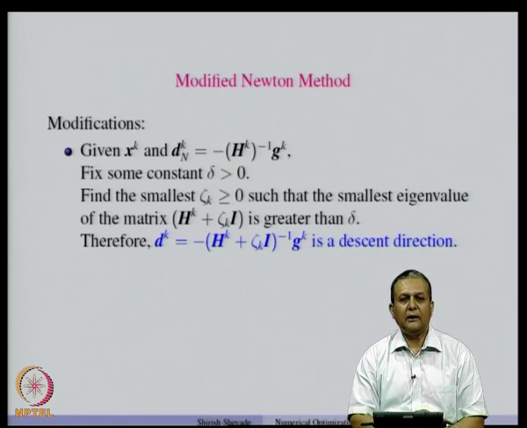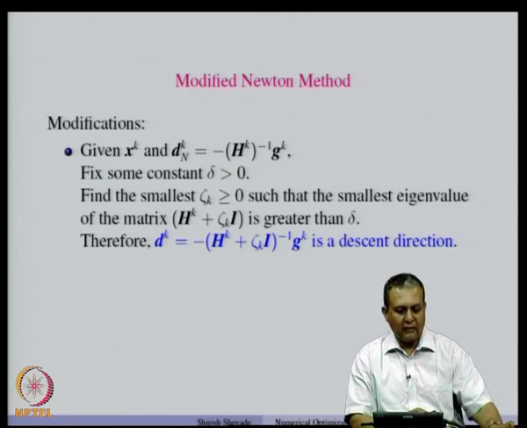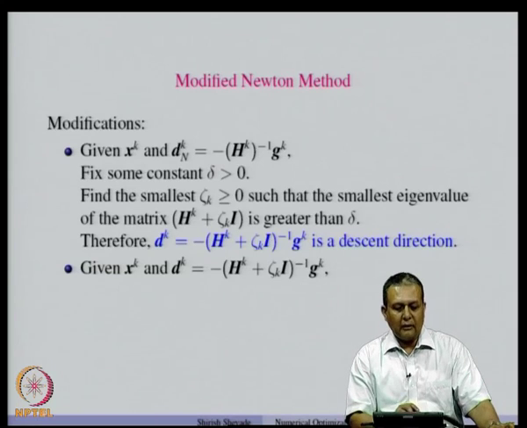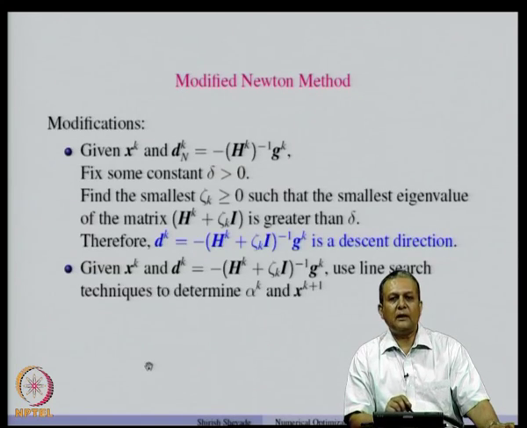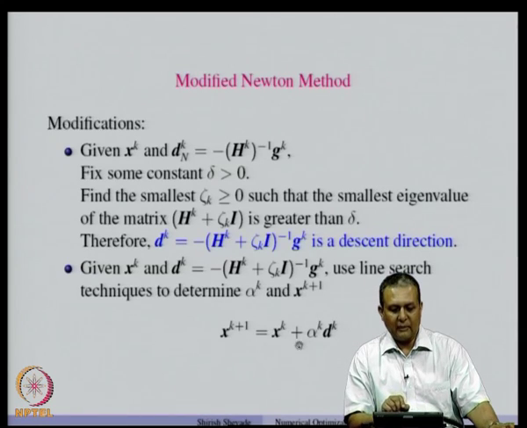Now, secondly, if you recall, the classical Newton method does not use line search, or in other words it uses alpha k to be 1. Now, instead of that, if we are given xk and dk, which is nothing but minus Hk plus zeta k I inverse gk, we can use line search techniques to determine alpha k, and then xk plus 1 is determined as xk plus 1 is equal to xk plus alpha k dk.